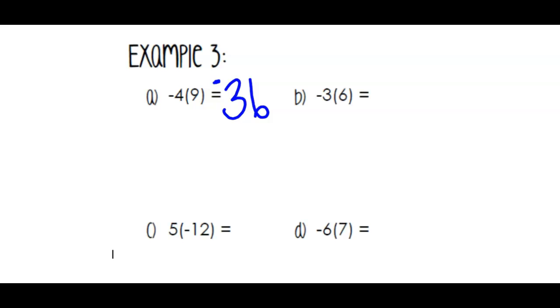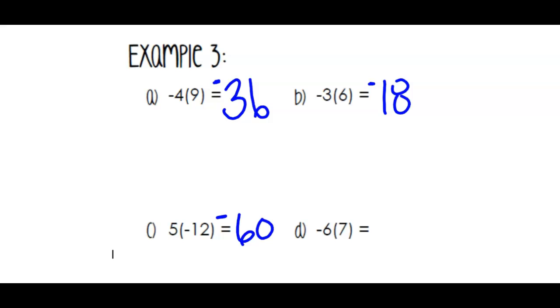A negative 3 times a positive 6 would be 18. And because it is a negative times a positive, those signs are different, and so it's going to be a negative 18. 5 times negative 12, 5 times 12 is 60. And because it is a positive 5 times a negative 12, again, those signs are different. One's positive, one's negative, so we're going to mark it as a negative 60.